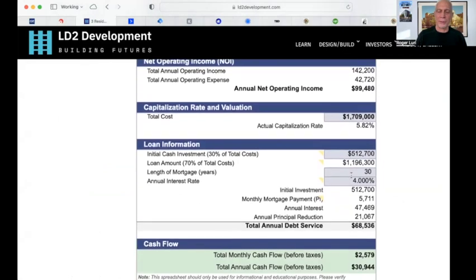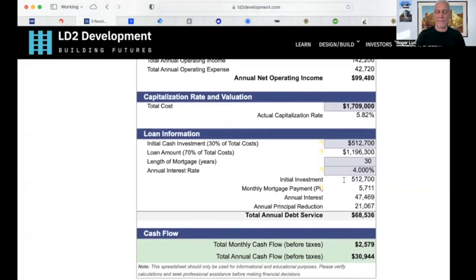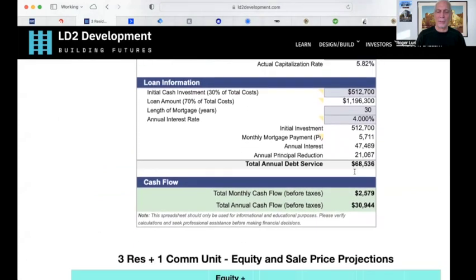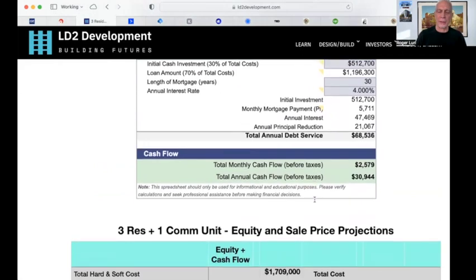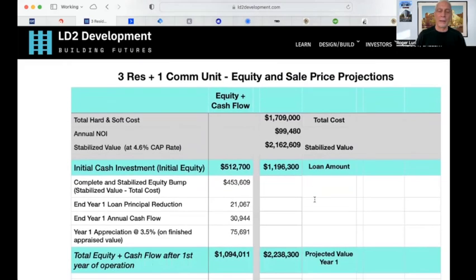So again, this cap rate is based on the same interest rate and loan amount and everything. So your annual cash flow before taxes is still $30,944. But now, when we look at this page, we've got our total hard and soft costs of $1,709,000, same as before. And our net operating income is $99,000. I just put it on this page. But now we're looking at a stabilized value based on a 4.6% cap. And when you look at it that way, that's going to give you a value of $2,162,000 based on a 4.6 cap.